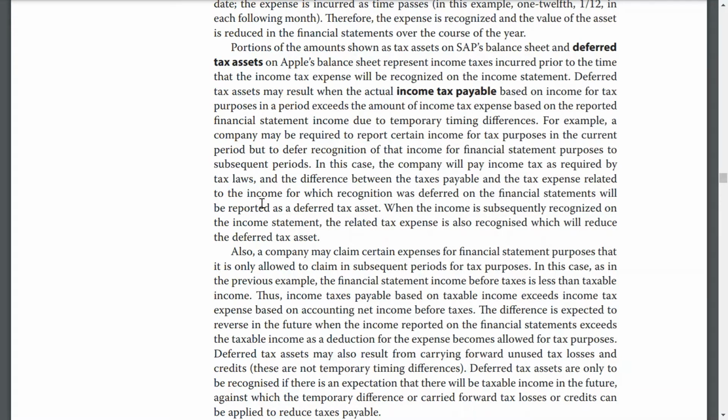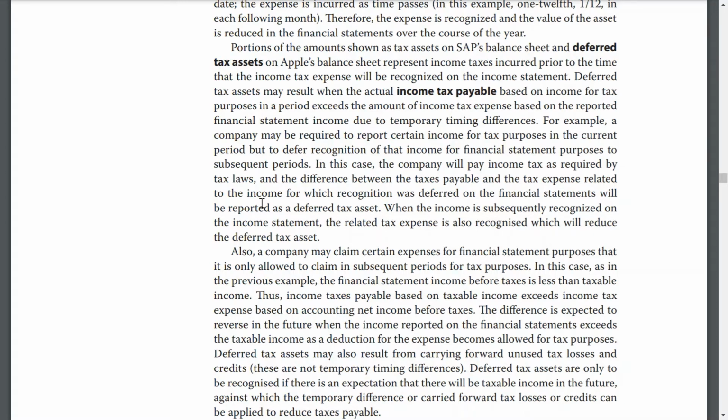In this case, the company will pay income tax as required by tax law, and the difference between the tax payable and the tax expense related to the income whose recognition was deferred on the financial statements will be reported as a deferred tax asset. When the income is subsequently recognized on the income statement, the related tax expense is also recognized, which will reduce the deferred tax asset.